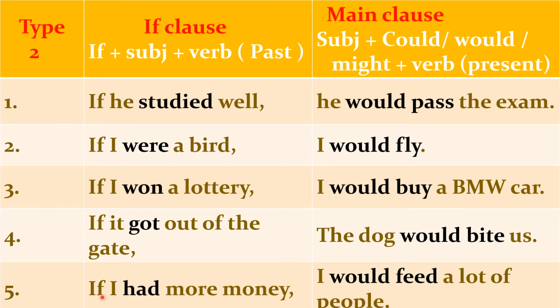See the structure. If plus subject plus past tense. Here, subject plus past verb also. Okay, we can keep it like that also. I would plus the present form of the verb. If I had more money, I would feed a lot of people.